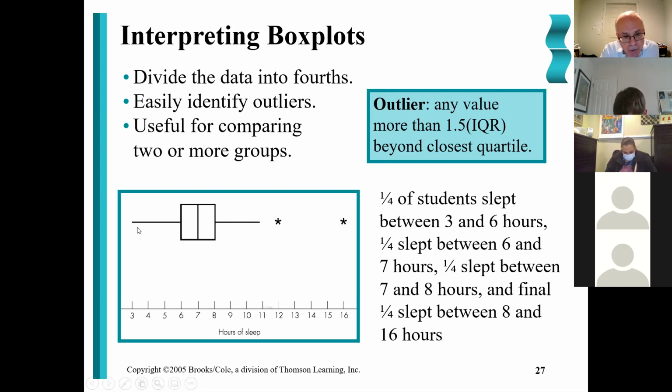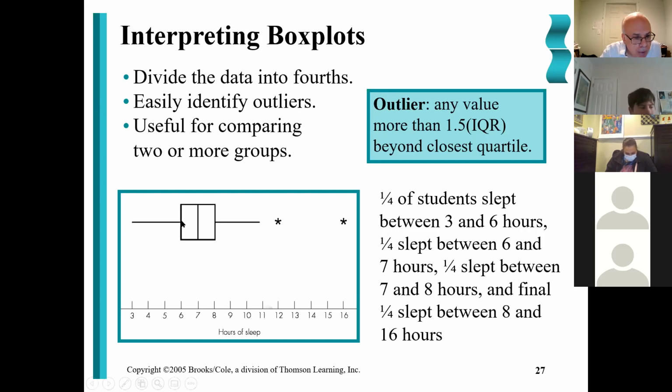Now you notice these distances, even though I'm saying these 4 are each 25%, they all have different lengths, right? Some of them are longer, some of them are shorter. What does that mean? That means that if the 25% distance is shorter, it means the data is more crammed together. Doesn't that make sense? It's more crammed together than if the 25% is more spread out.